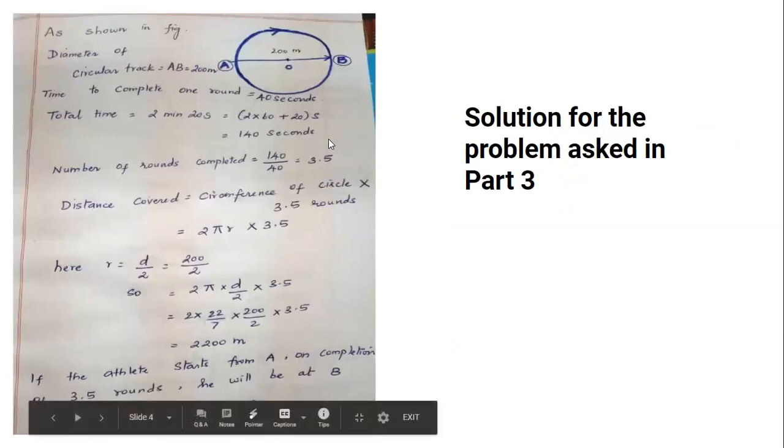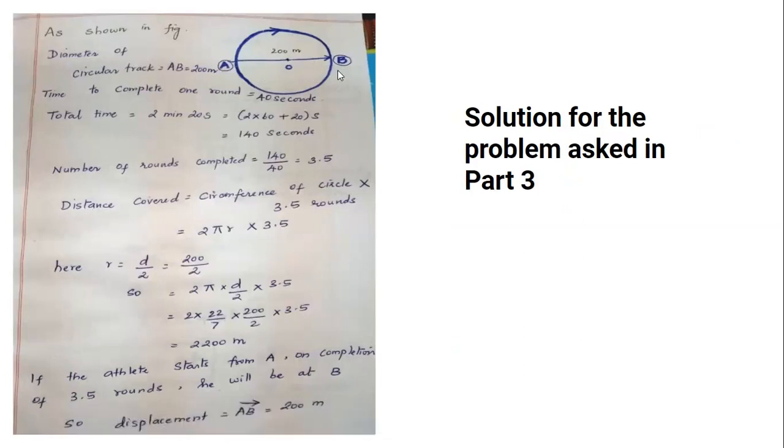Can you see that I have drawn it with A and B as the start and end, which denotes the diameter. A and B, and O is the origin, which gives you OA and OB as the radius. So the diameter of the circular track AB is equal to 200 meter, and the time taken by the athlete to complete one round is 40 seconds. It is already given. So total time taken is 2 minutes and 20 seconds.